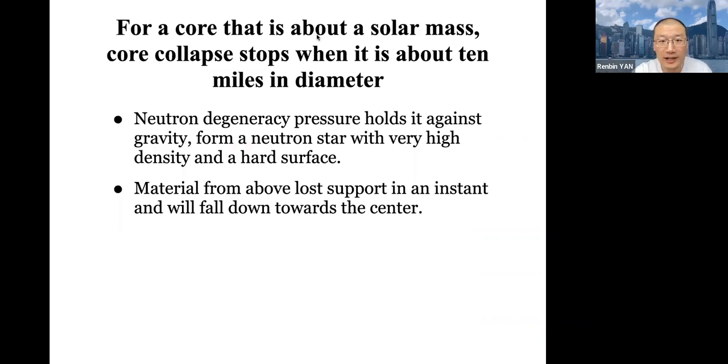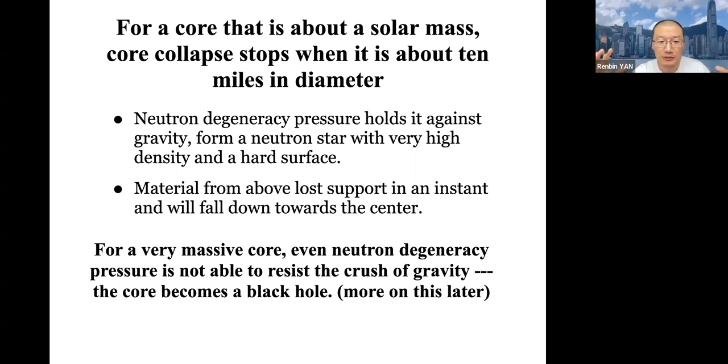So the core is about a solar mass in this process, and core collapse stops when it is about 10 miles in diameter. So all of a sudden, the star shrinks from thousands of kilometers to the size of about 16 kilometers. And then the neutron degeneration pressure will hold it against gravity. Neutron degeneration pressure is much stronger than electron degeneration pressure. But it is so dense and so hard, it has a really hard surface. The material from above just loses support in an instant and falls down towards the center. And so you have a very massive core.